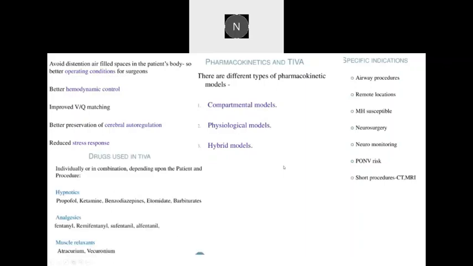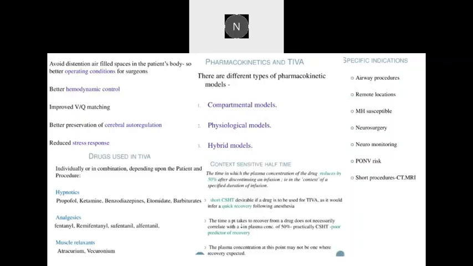And drugs used commonly, all that has been mentioned. And these are some of the terminologies which are expected in your answer. Context-sensitive half-time: the time in which the plasma concentration of the drug reduces by 50% after discontinuing the infusion. That is the important thing. In this context, it is the duration of infusion. Because as I said earlier, propofol switching off time will vary depending upon the duration you have administered. So that is what is called the context-sensitive time, or drop in concentration by 50% after stopping the infusion.